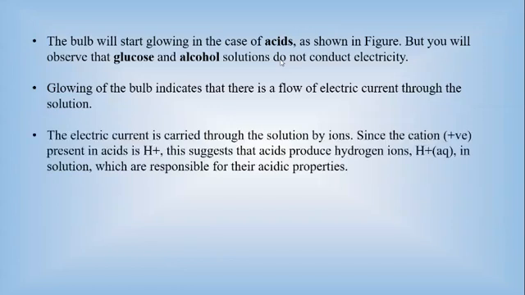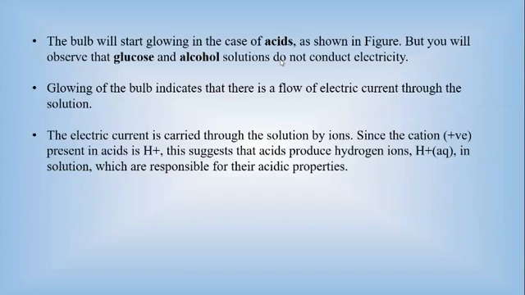The electric current is carried through the solution by ions. Since the cation, which is a positive charge present in acids, is H+, this suggests that acids produce hydrogen ions, that is H+ ion, in solution, which are responsible for their acidic properties. Now, why was this bulb glowing? This bulb was glowing because there is an ion present. Which ion? H+ ion.